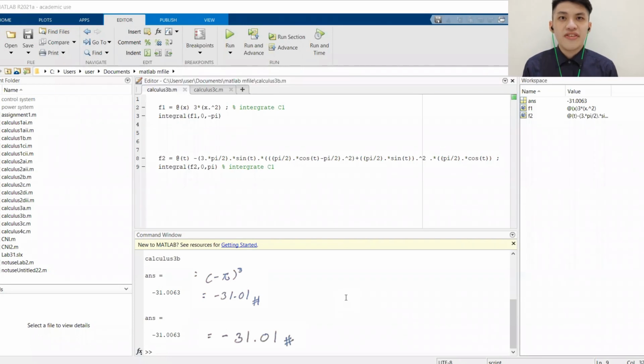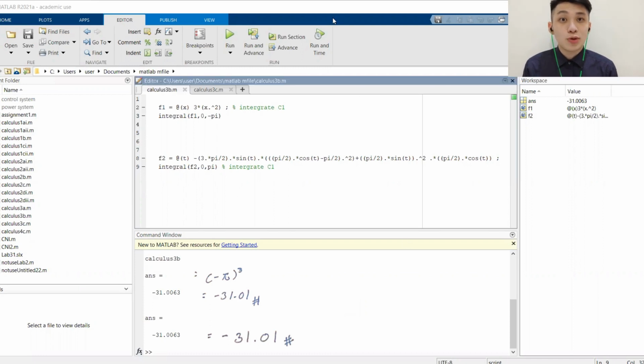F is conservative because the amount of work done by force field F on a particular move from point (0,0) to point (negative pi, 0) is the same for C1 and C2.